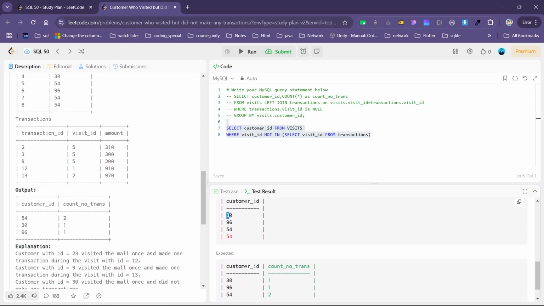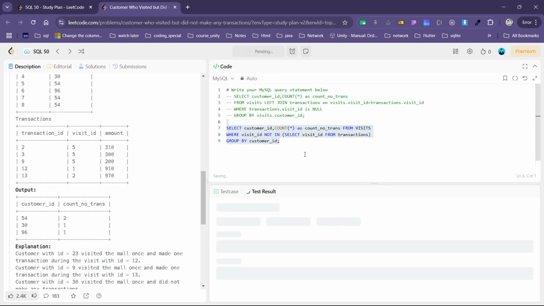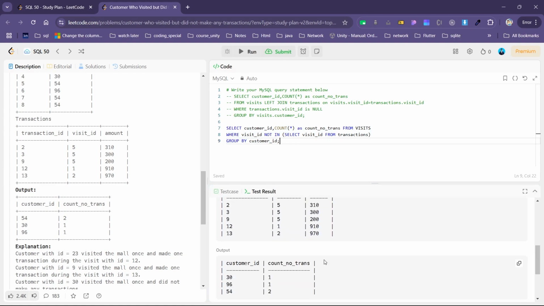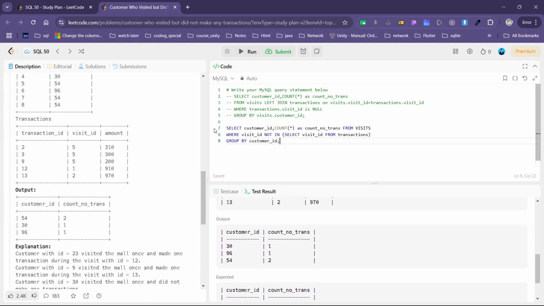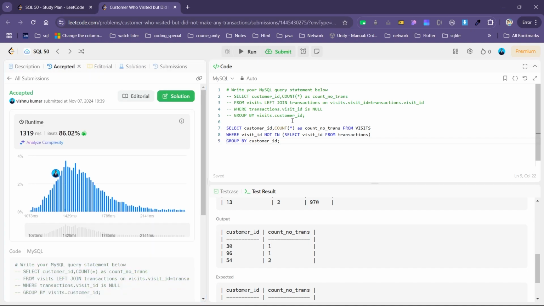So the result says that is 30, 96, 54, and 54. Now we'll group these using customer ID. Since we are using single table, we don't have to write this customer ID, and then this grouping we will select this as count no transactions. Okay, so this is our result, which is correct. Now let's try to submit this. So our solution got accepted.